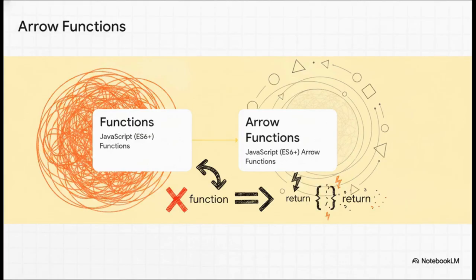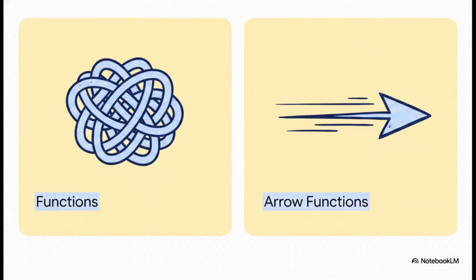right after your parameters. And finally, step 3, if your function is just doing one simple calculation and returning it, you can entirely remove the curly brackets and the return keyword. The language now implicitly understands what you're trying to do. It's so clean. Just look at the difference here.